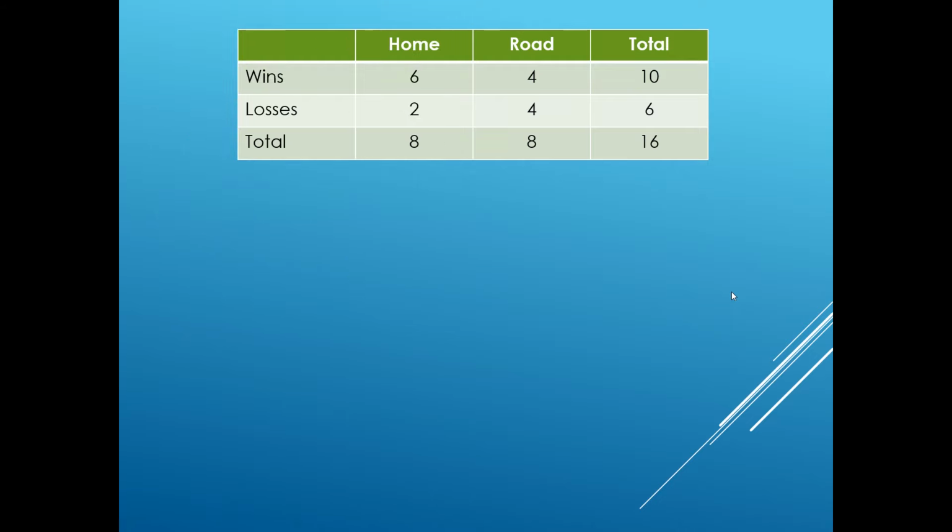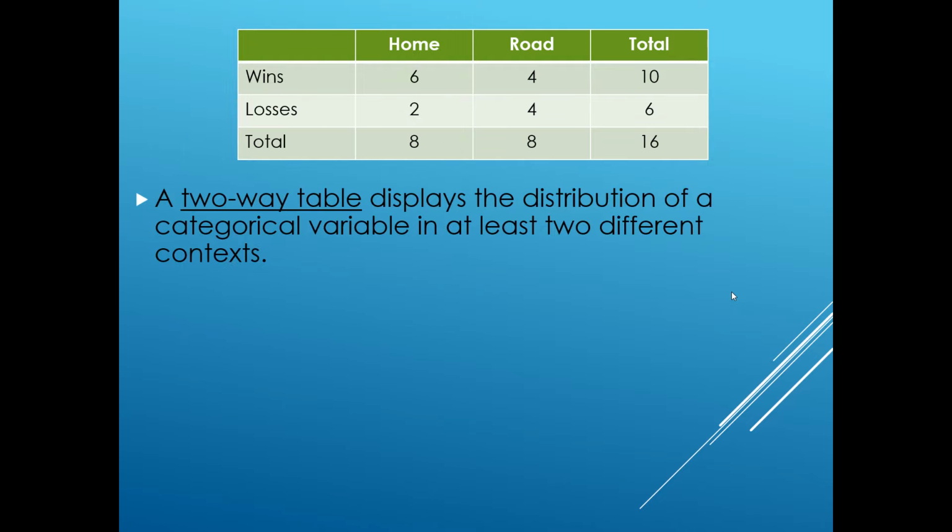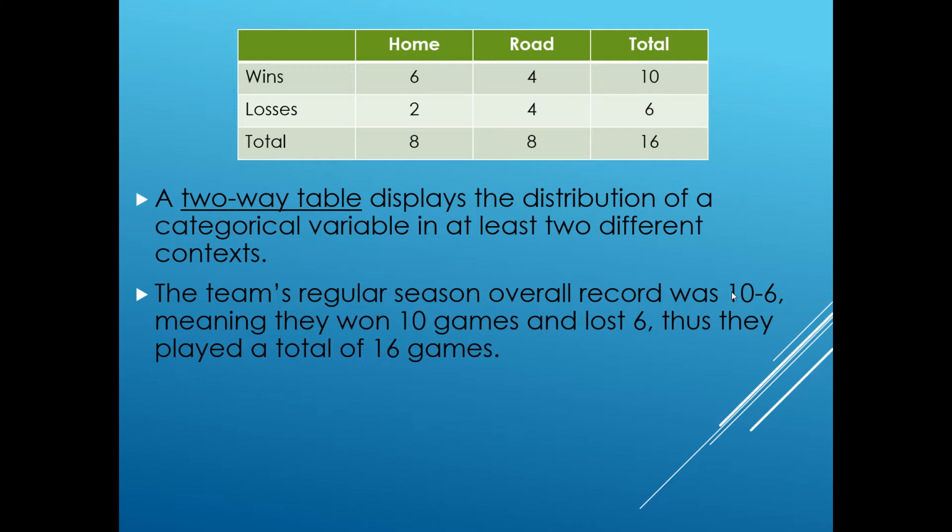So I'm bringing that table over to the next slide. We're going to look at this in the two different contexts. As you can see, their overall record was 10-6. That's all the way over to the right: 10 wins, 6 losses out of a total of 16 games. And then in each individual column, you can see they were 6-2 at home, and on the road they were 4-4.